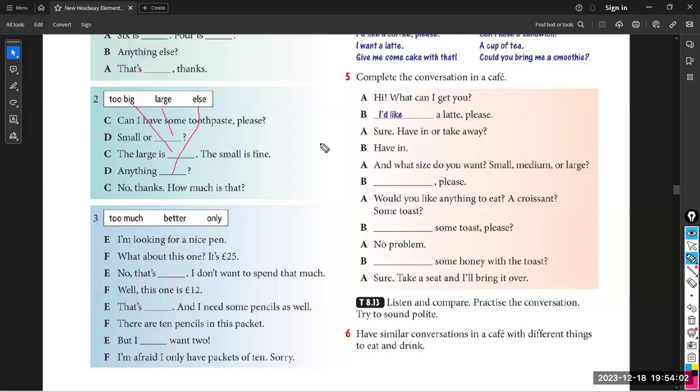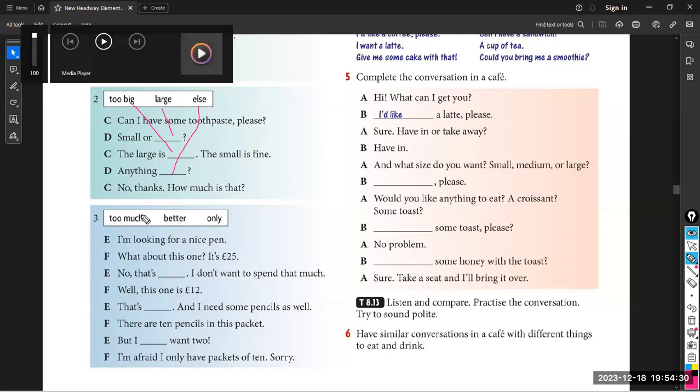Three. I'm looking for a nice pen. What about this one? It's £25. No, that's too much. I don't want to spend that much. Well, this one is £12. That's better. And I need some pencils as well. There are 10 pencils in this packet. But I only want 2. I'm afraid I only have packets of 10. Sorry.